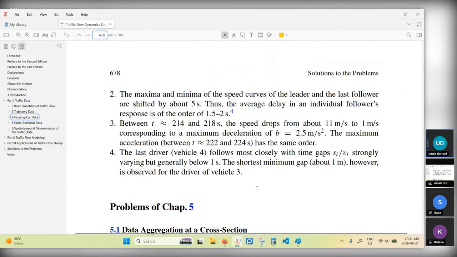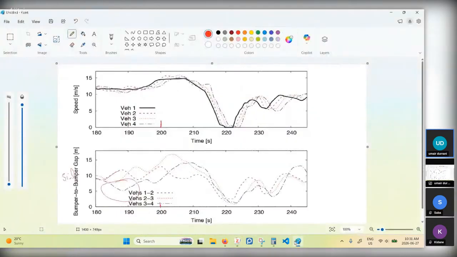The shortest minimum gap, about 1 meter, however, is observed for the driver of vehicle number 3. Shortest minimum gap is right here. So this is definitely vehicle 3 following vehicle number 2. And that happens when they are stopped.